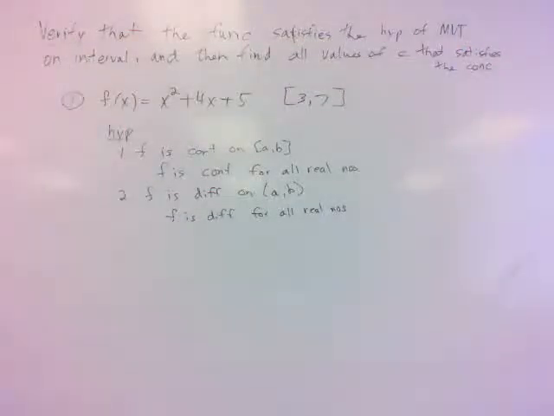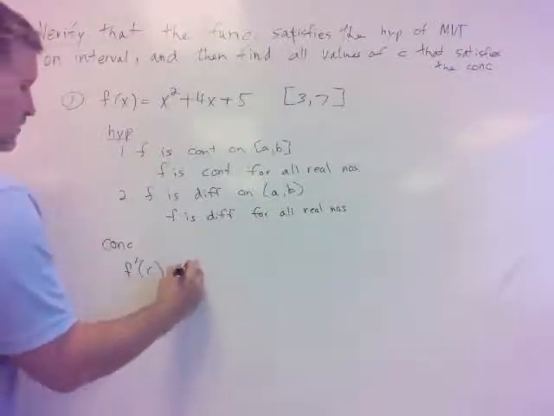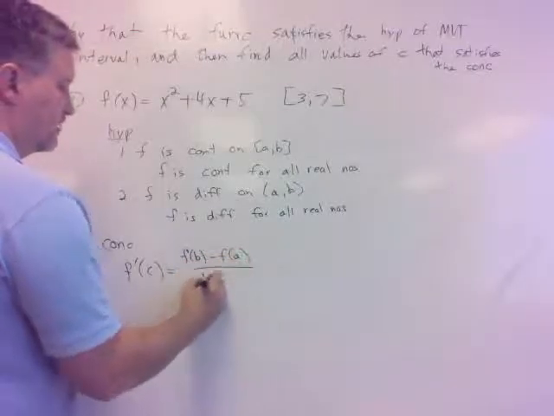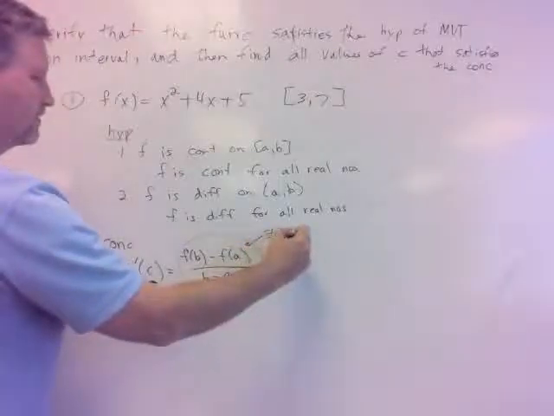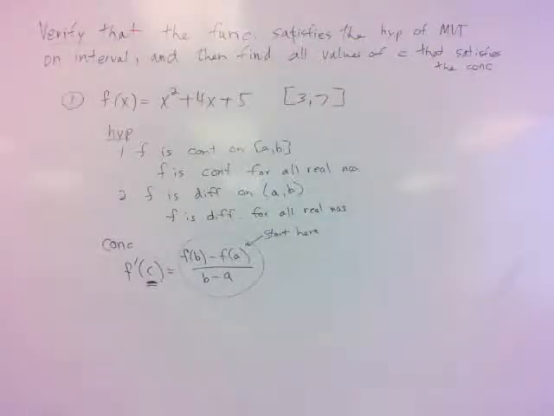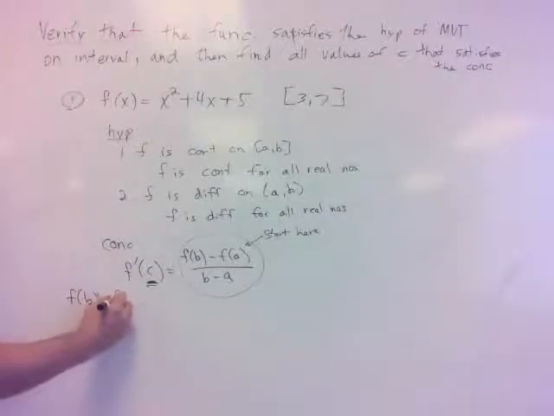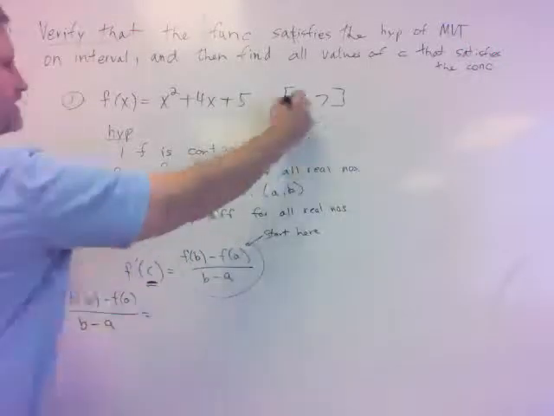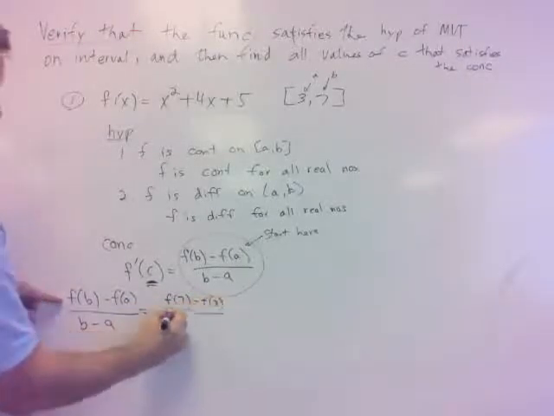All right, well, what do we then do? Well, then we satisfy the conclusion. Need a C that satisfies the conclusion. The C that satisfies the conclusion is I need an F prime of C equal to F of B minus F of A over B minus A. I need to find a C that does. Well, think about it. Start with the slope. I need to calculate that because that's what I'm going to set my derivative equal to. With me? F of B minus F of A over B minus A. Well, this is A, this is B. So it'd be F of 7 minus F of 3 over 7 minus 3.